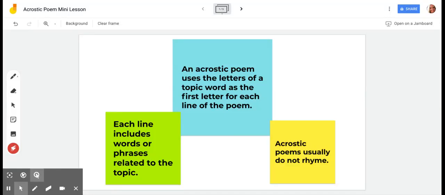Hey, this is Miss Bors, and today we are going to learn about acrostic poems. So you might ask yourself, what is an acrostic poem?